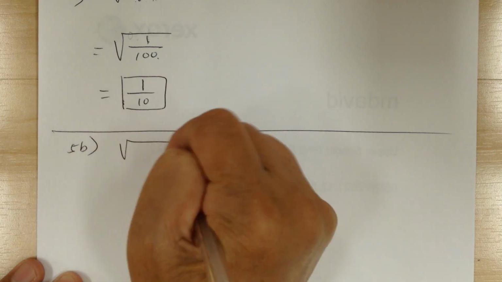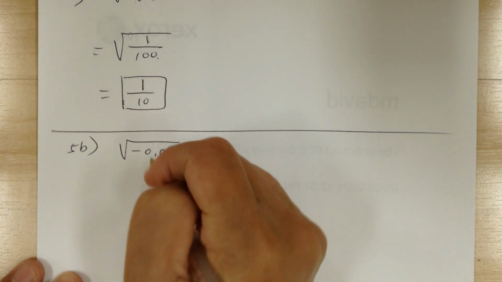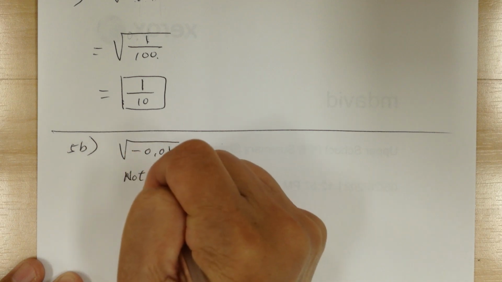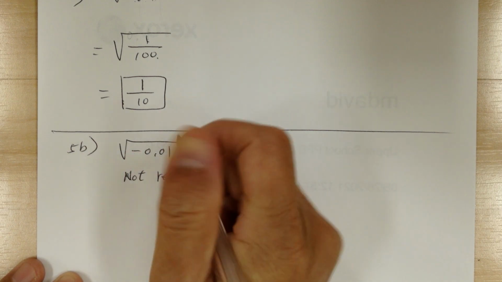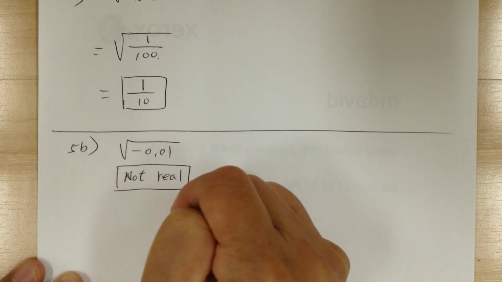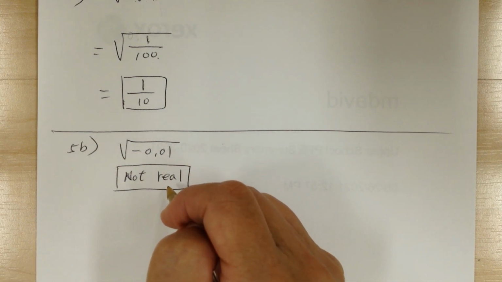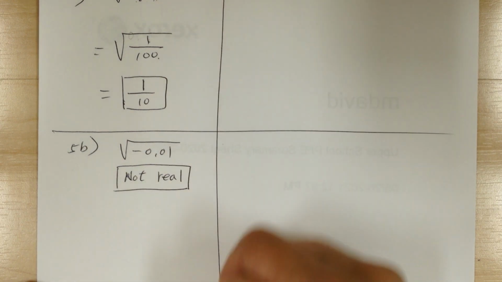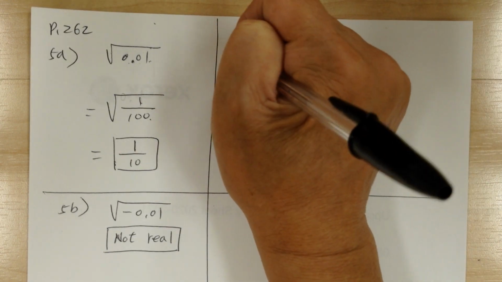Okay, 5b equals square root of negative 0.01. Now we've got a negative inside the square root, so this is not real. Later on you're going to learn about imaginary numbers, but right now just write down "not real." Okay, let's go to 5c.